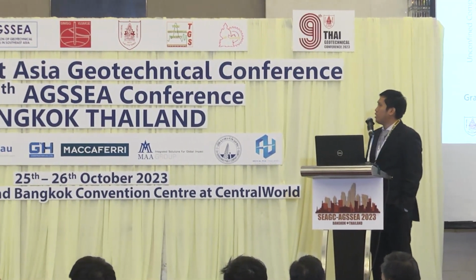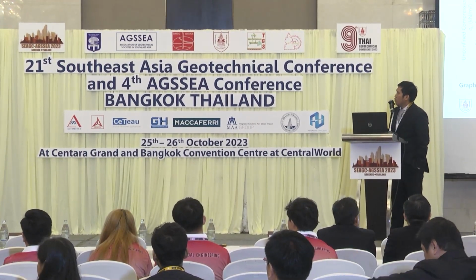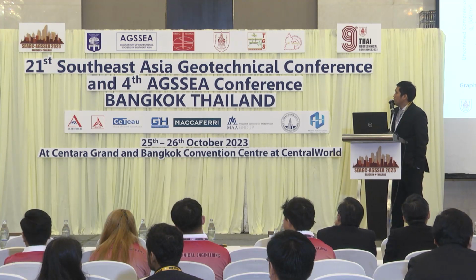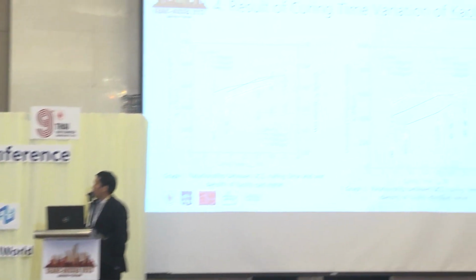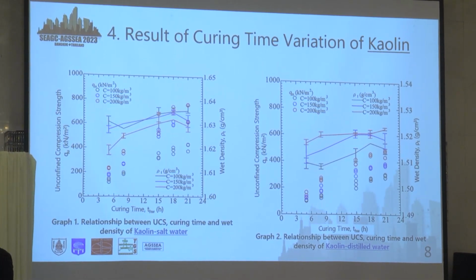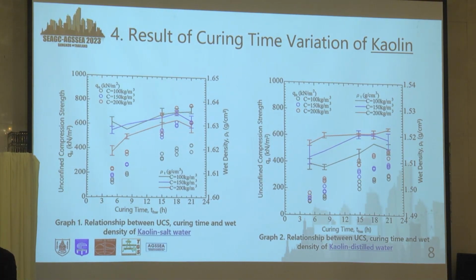This is the result of curing time variation of kaolin. The first graph shows the relationship between UCS, curing time and wet density of kaolin with salt water, and the second graph is kaolin with distilled water. Both graphs show the same tendency: as the curing time increases, the strength increases. From 18 hours, the strength development is relatively small, so we may conclude that this is almost the highest peak.